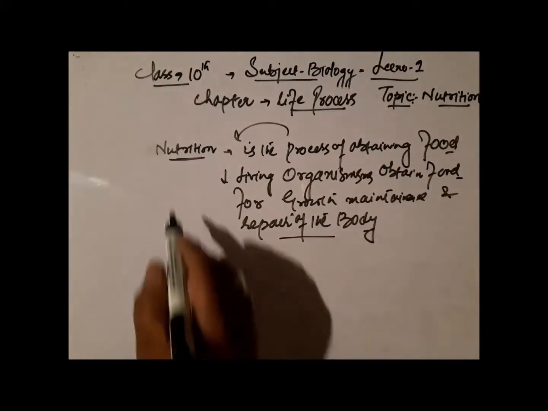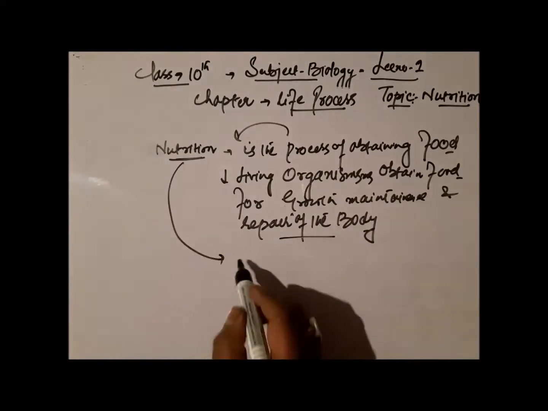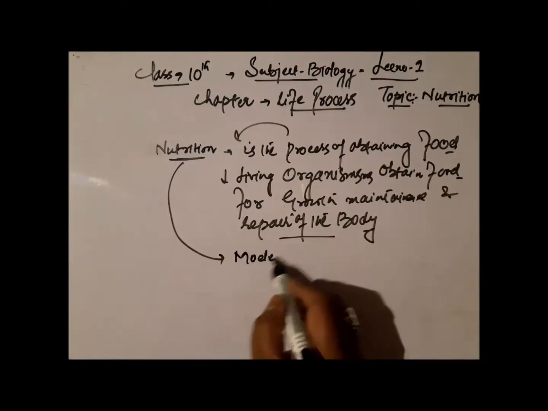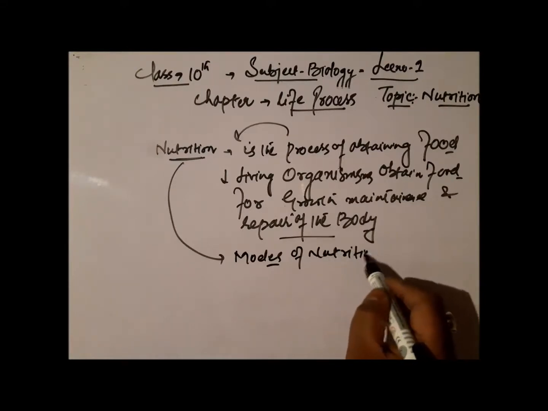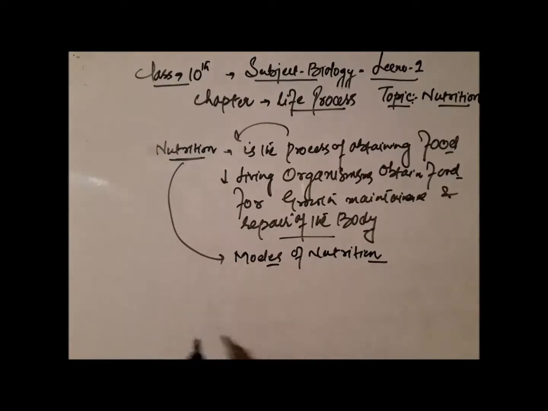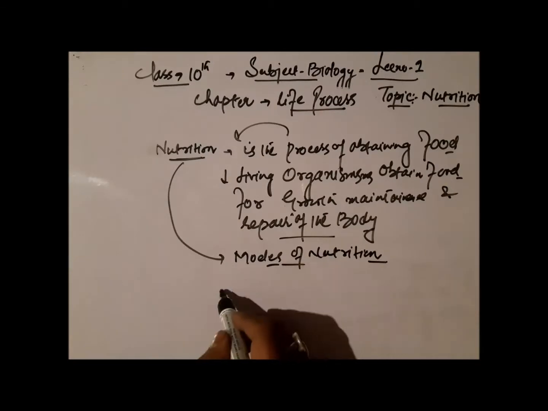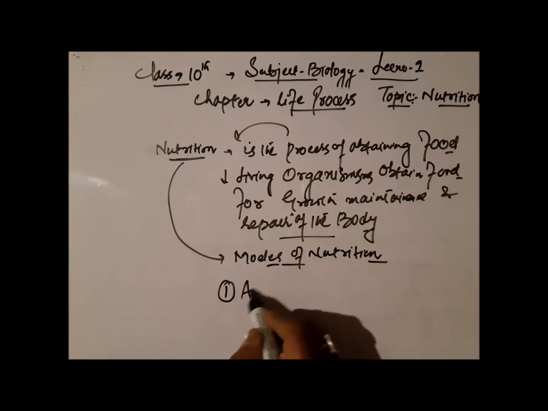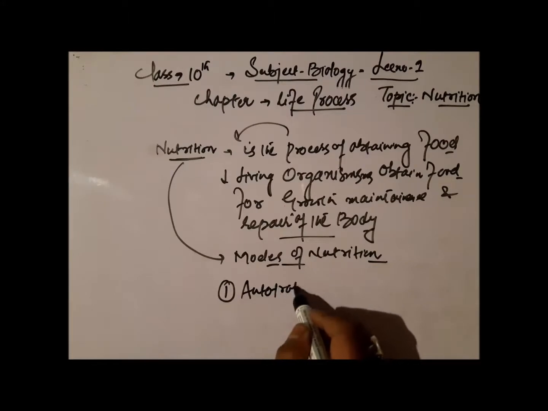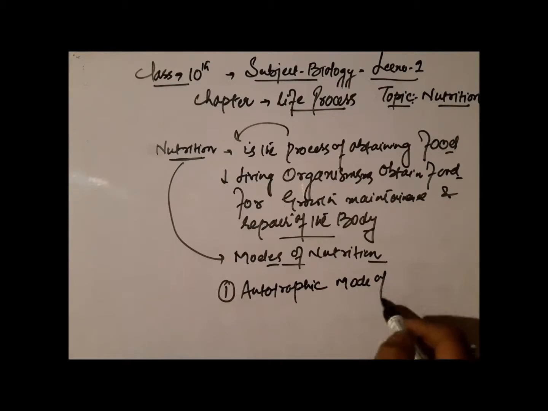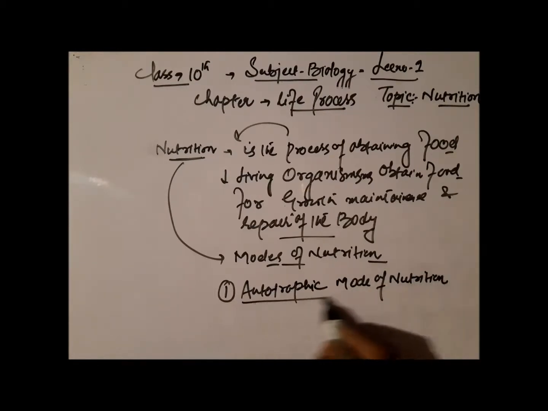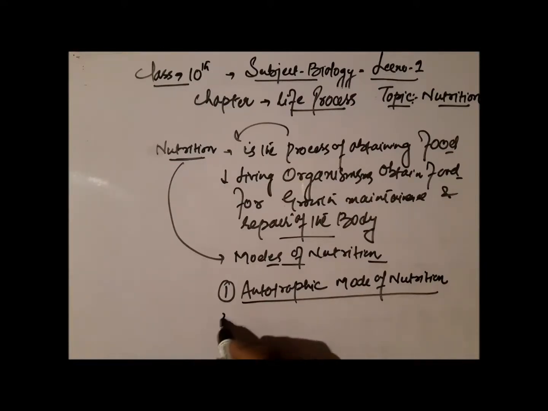Now, as far as the modes of nutrition are concerned, or we can say the types of nutrition, there are two types of nutrition. Number one is autotrophic mode of nutrition. And number two is heterotrophic mode of nutrition.